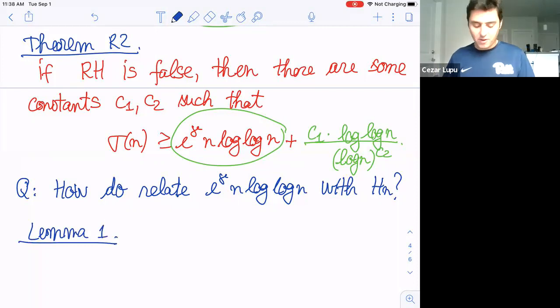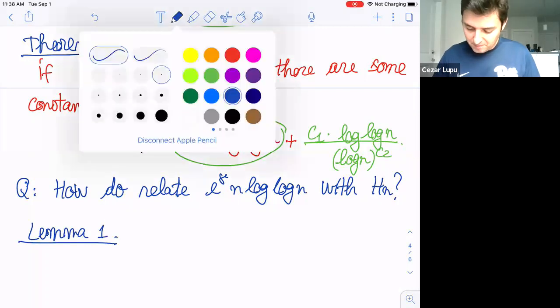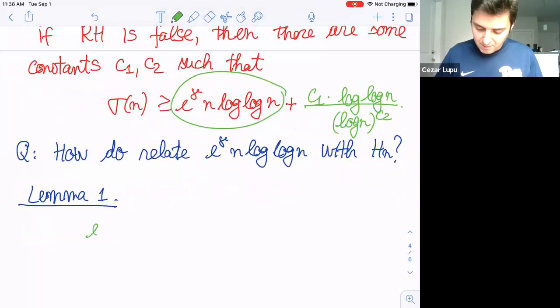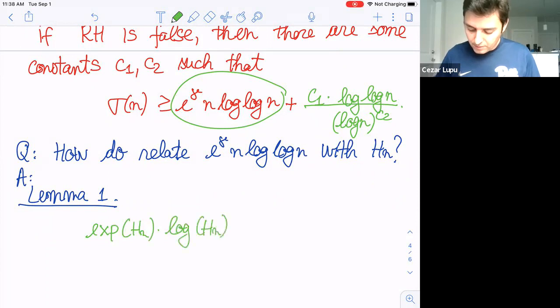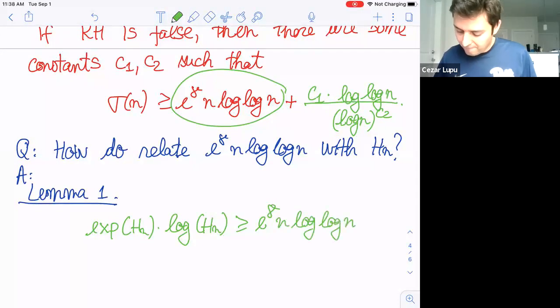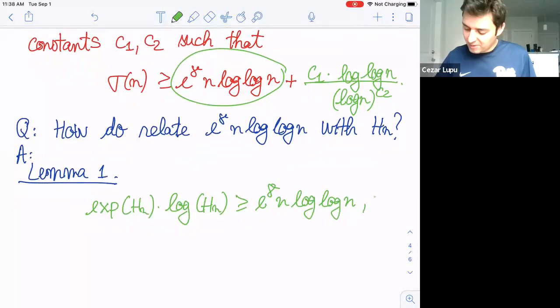The answer is given by the following two lemmas. And the first one, I'm going to write it in this way, is that the exponential of Hn times the natural log of Hn is greater or equal than, guess what, e to the gamma times n log n, right? For all n greater or equal than 3, I think, yes. So that's the first lemma.